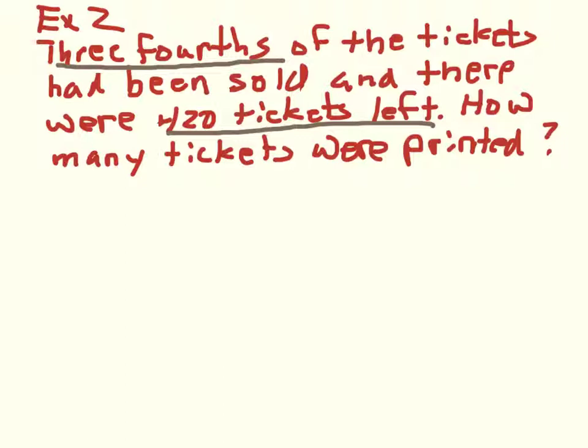If you recall, a few lessons ago, we had problems where we had to make sure that we were talking about the same type of topic. So if 3/4 had been sold, but yet it's talking about 420 that were not sold, I've got to get those on the same page. I've got to make sure those are the same topic. So 3/4 were sold, meaning that 1/4 were not sold. So 1/4 of what original total that were printed would give us the 420?